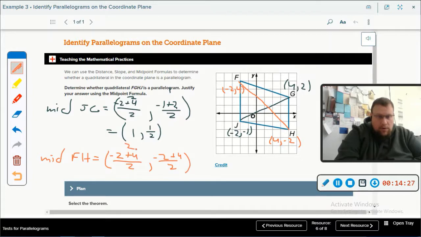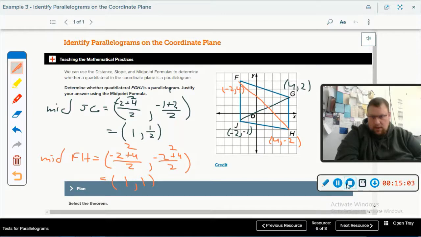Negative 2 plus 4 is 2, and negative 2 plus 4 is 2. So what am I going to get? 2 divided by 2 is 1, and 2 divided by 2 is 1. Those are not the same midpoint. The midpoint for JG is (1, 1/2), and the midpoint for FH is (1, 1). They're not going to meet at the same spot, which means they are not the bisectors of each other. They would have to have the same midpoint to be bisectors. So because of that, I can say, using the midpoint formula, these are definitely not bisectors of each other.